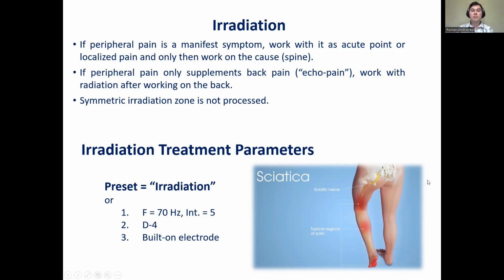So what are the radiation treatment parameters? Obviously, the preset irradiation, or if you don't have a preset, that might happen, we set the frequency 70 Hertz, intensity 5, D4, and use the built-in electrode. And here we can see how we can get the radiating pain. It goes all the way from the spine, and the pain is typically here or here.